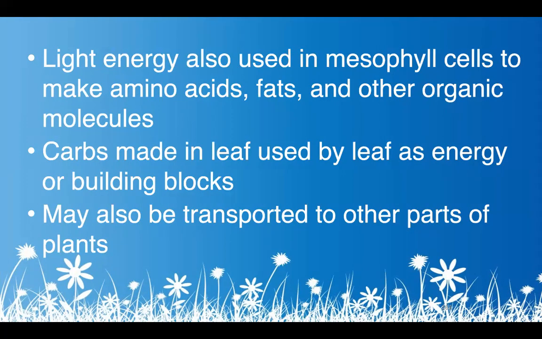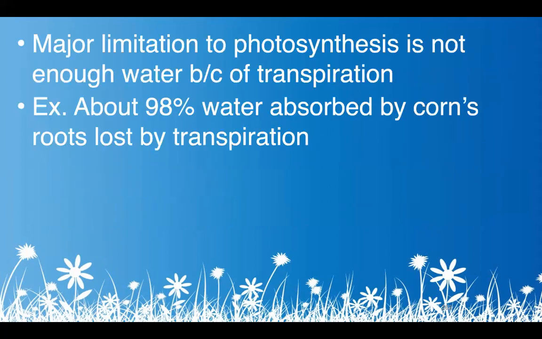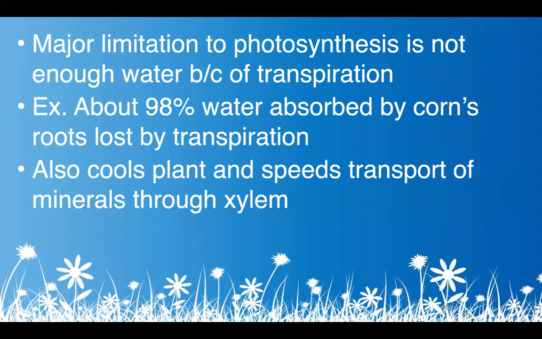Not only does photosynthesis result in carbohydrates, but it also makes other organic compounds like amino acids and fats. The carbohydrates made in the leaf are used as energy or as building blocks for things like cellulose. The major limitation to photosynthesis is not enough water because of transpiration. 98% of water absorbed by corn's roots is lost by transpiration. It also cools the plant and speeds the transport of minerals through the xylem.